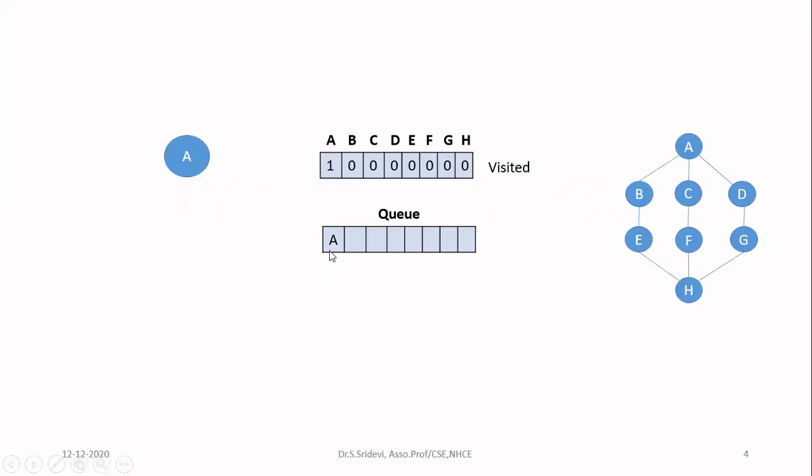Now let us see one example to understand this. First, this is a graph given to me. I have an undirected graph. So in case of an undirected graph, all the edges are bidirectional.